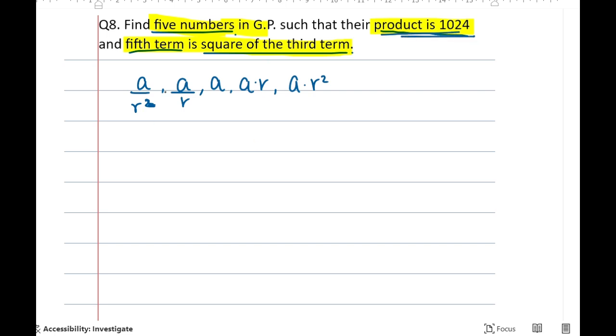That means the product of all these terms will be equal to 1024. If you look carefully, your R and R will get cancelled off, and R square and R square will get cancelled off. So your product is basically A to the power 5, which is equal to 1024. Okay.